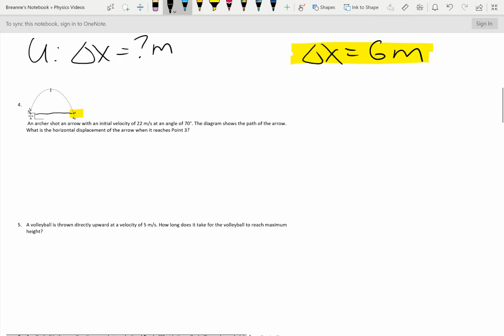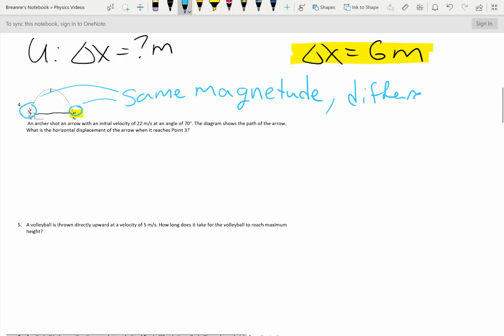So what's so special about this point and this point? It's the same magnitude, because magnitude just means number. Same magnitude, different direction.